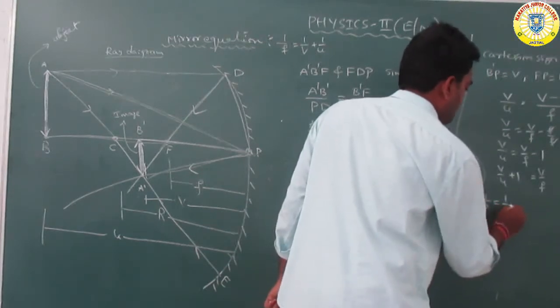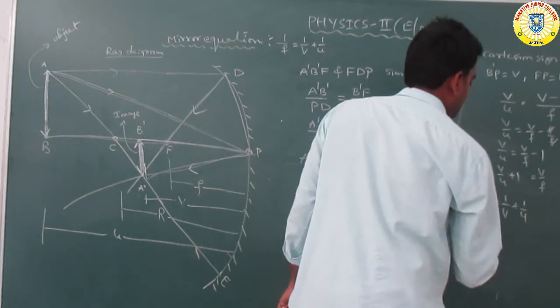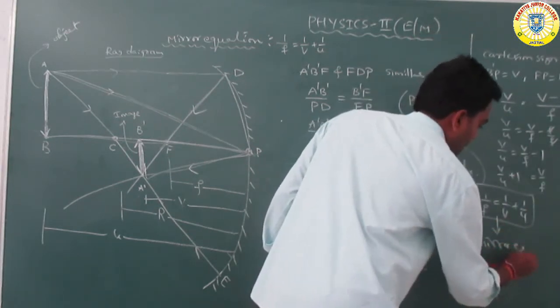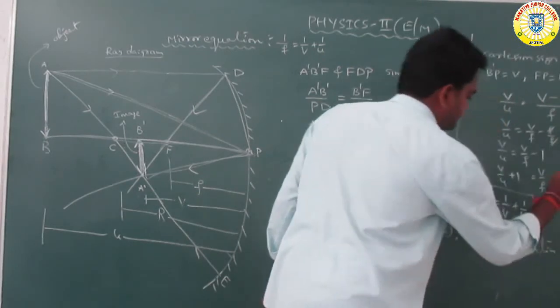1 by F is equal to 1 by V plus 1 by U, mirror equation.